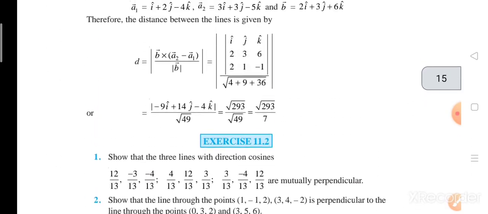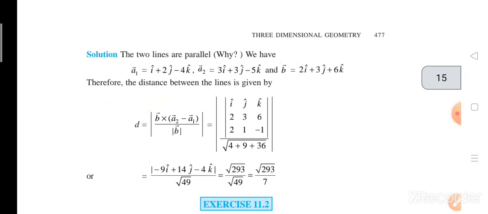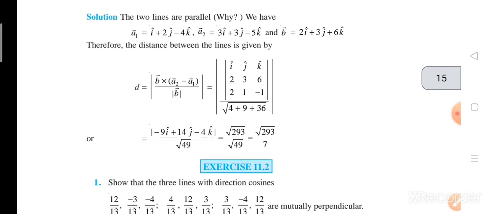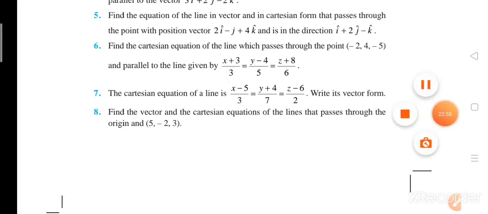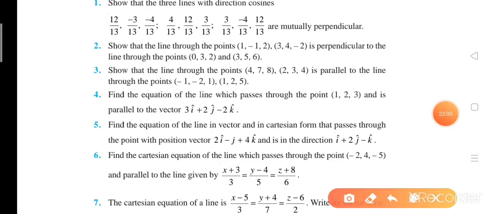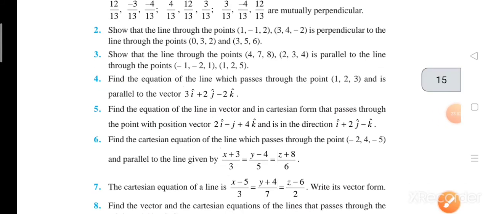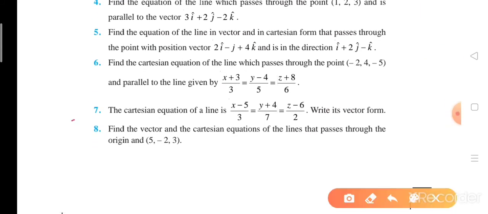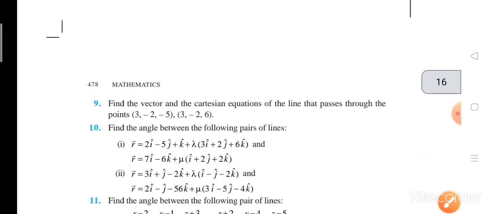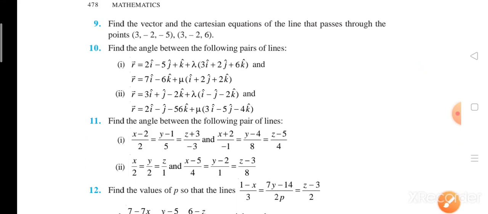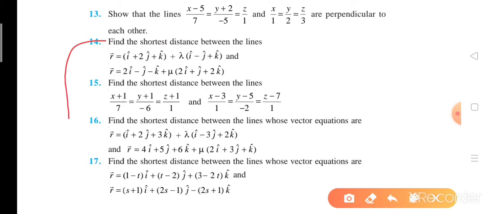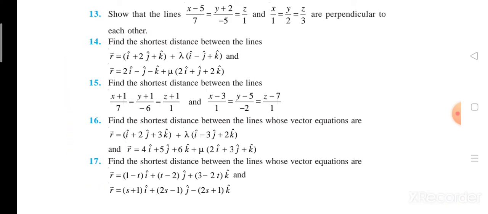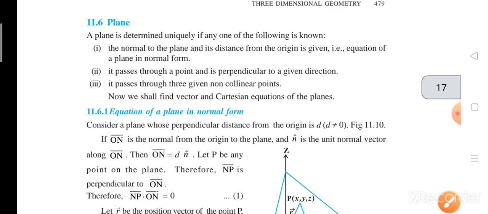From exercise 11.2, we have question number 4, 7, 8, then we have question number 14, 15, 16, 17. This you have to do.